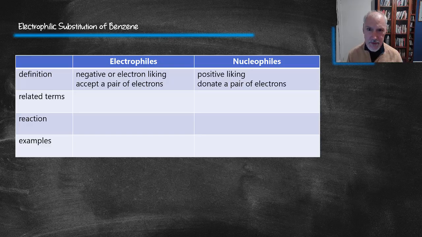Now, we've seen before this concept of donating pairs of electrons and accepting pairs of electrons with Lewis acids and bases. An electrophile is a Lewis acid, as are carbocations, which we've come across in electrophilic addition reactions. Nucleophiles are Lewis bases, capable of donating pairs of electrons, as are ligands, which can form coordination bonds with metal ions.